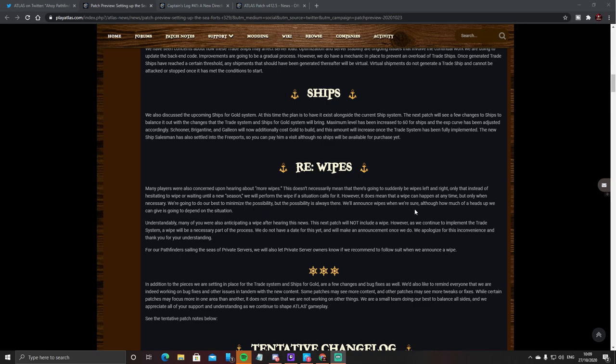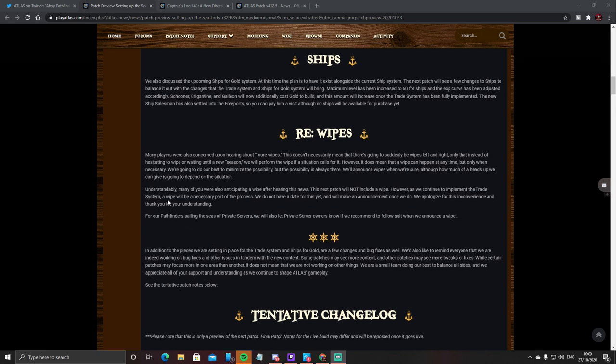We'll announce wipes when we're sure, although how much of a heads up we can give is going to depend on the situation. Understandably, many of you were also anticipating a wipe after hearing this news. The next patch will not include a wipe. However, as we continue to implement the trade system, a wipe will be a necessary part of the process. We do not have a date for this yet and will make an announcement once we do. We apologise for this inconvenience and thank you for your understanding.